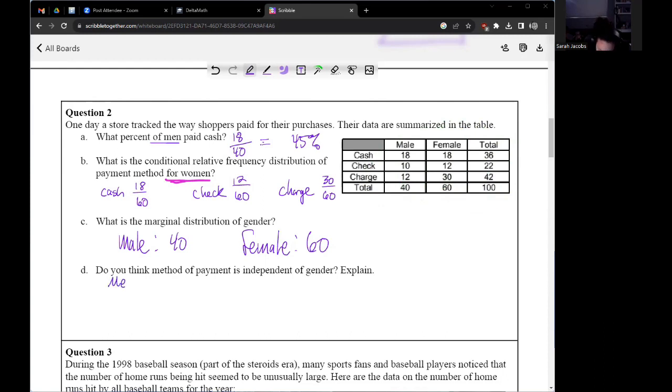So for men, cash, check, charge. We've got 18 out of 40. Oh, we already did that in the first one. That's 45%. Check was 10 out of 40, which is 25%. And then charge, 12 out of 40, is 30%.